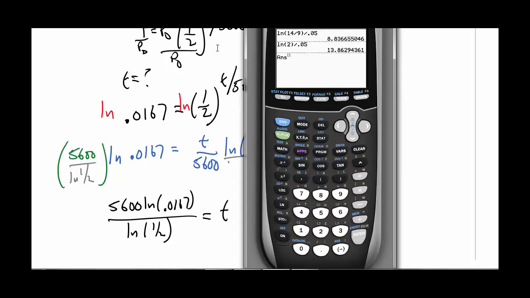And let me clear out my other stuff. All right, oops. Clear out everything. Okay, so 5600 times the ln of 0.0167. And I want to divide that by the ln of 1/2. Okay, and that gives us approximately 33,062.